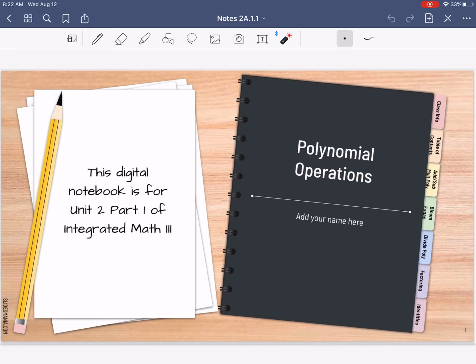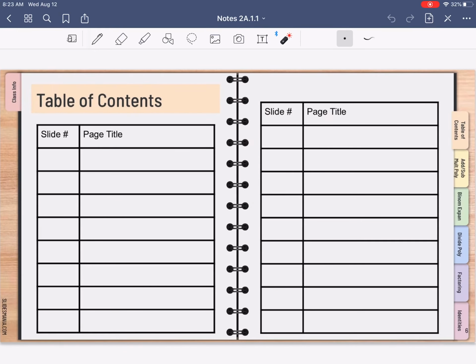So what you're going to do is get your workbook, Unit 2A, and then get your slideshow interactive notebook open. On the front cover, you'll see a place that says add your name right here. Go ahead and type in your name for me. Then you're just going to flip a few slides until you get to slide 6.